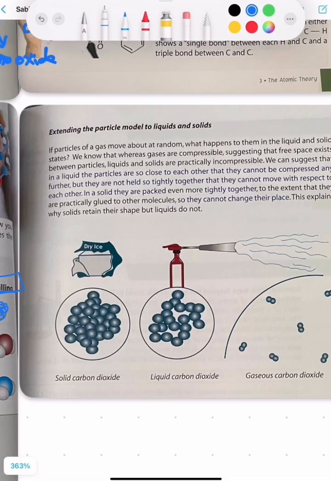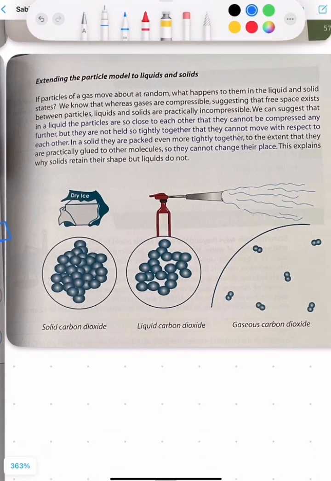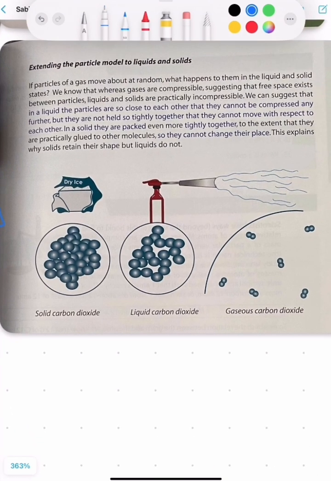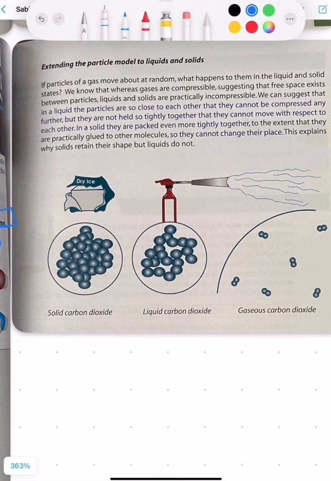The last thing we have is the particle model for liquids and gases, or the difference between the 3 states of matter: solids, liquids, and gases. For solids, as you know, the particles are highly packed, bonded together, close to each other. There is no space basically between them. That's why they cannot move that much. For liquids, they're a bit away from each other, so there is space between them. That's why they can move or slide against each other.